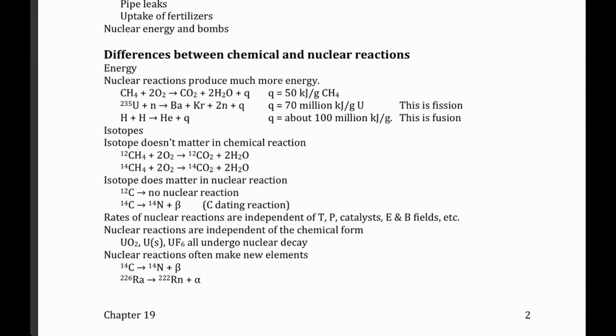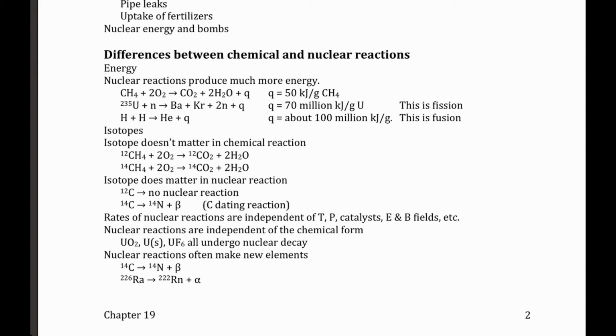If we take uranium-235 and undergo a fission reaction with it, U-235 plus n, a neutron, to give barium plus krypton plus 2 neutrons plus lots of energy, we find that the heat involved is about 70 million kilojoules per gram of uranium. Much, much, much more energy.